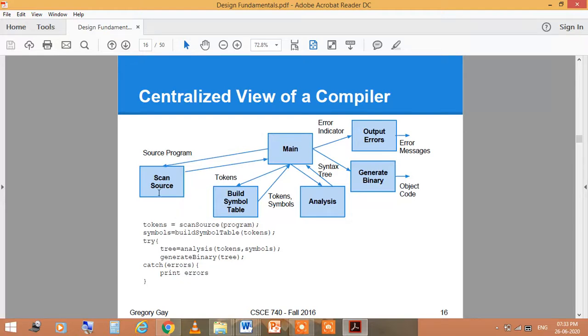This is the diagram. You see here scan sources. This is the source program coming from the main program. There are the tokens which are transformed in the form of built symbol tables. Again they revert back in the form of token symbols to the main, and then after transforming through this analysis phase, a syntax tree is built and goes to the main. Then again this generates a binary tree, that is object code, and this is the error indicator. So the error message is stored here.